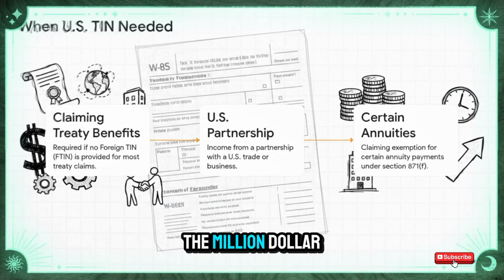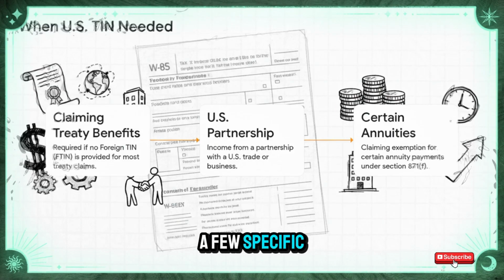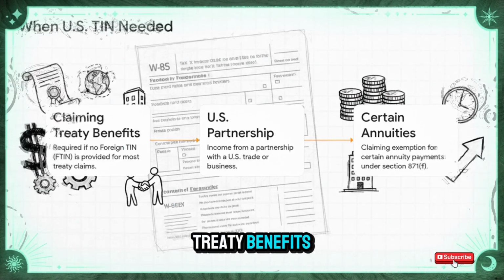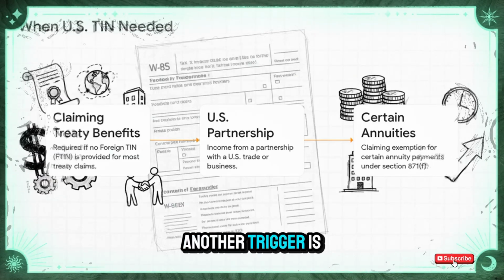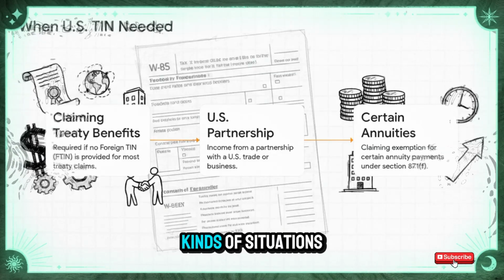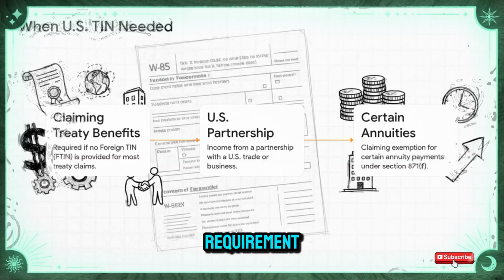So this is the million-dollar question. When do you actually need a US TIN, like an ITIN, on your W-8BEN? Well, there are a few specific triggers. The big one is if you're trying to claim tax treaty benefits, but you don't have a foreign TIN to put on the form. Another trigger is if the income is from a US partnership. These are the kinds of situations that flip the switch and make that US number a requirement.